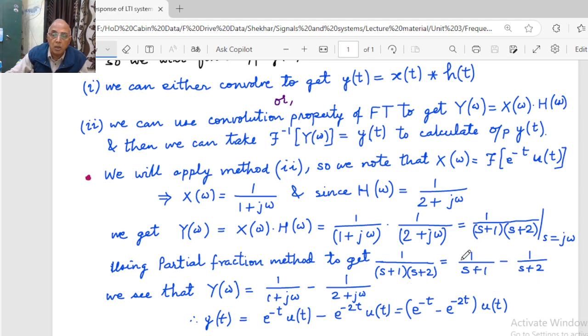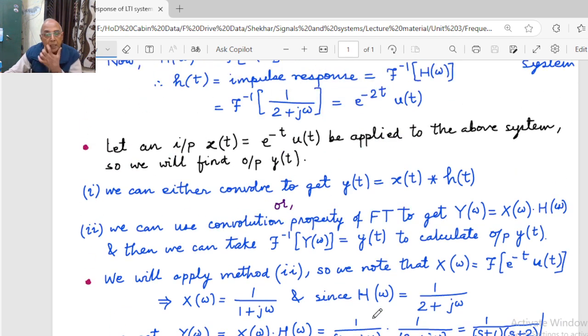So in this term, we again put the s value as j omega. So what we get as Y(omega) is equal to 1 by 1 plus j omega minus 1 by 2 plus j omega. So we substitute here s equal to j omega back, and we obtain this equation. Now when we take the Fourier inverse of this Y(omega), we get e to the power minus t u(t) corresponding to this, and then e to the power minus 2t u(t) corresponding to this term. And therefore y(t) is e to the power minus t minus e to the power minus 2t times u(t).